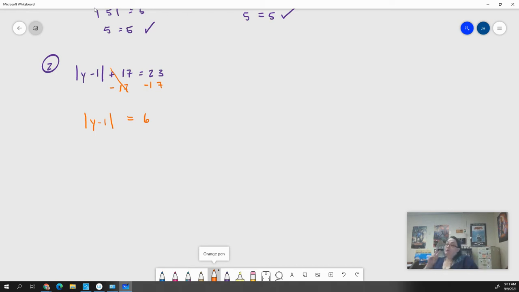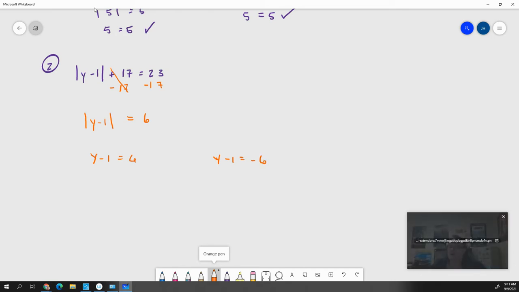So now that it's isolated, we're going to create our two cases. One case is going to be y minus 1 equals 6, and the other one will be y minus 1 equals negative 6. We're going to solve those two problems. How are we going to do that? We're going to add 1 to both sides. Heck, I could go ahead and do that here too, right? Add 1 to both sides. Here I'm going to be left with y equals 7.